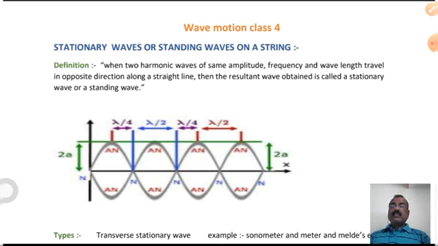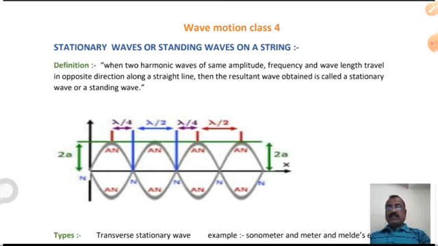Let us consider the stationary wave or standing wave. The definition of stationary wave is like this: when two waves of same amplitude, same frequency and wavelength travel in opposite direction along a straight line, then the resultant wave obtained is called stationary wave or a standing wave.